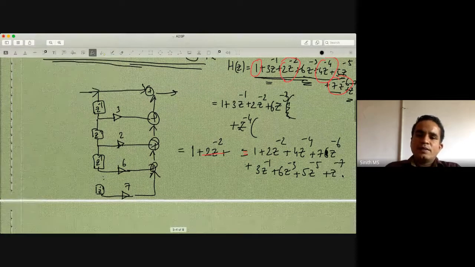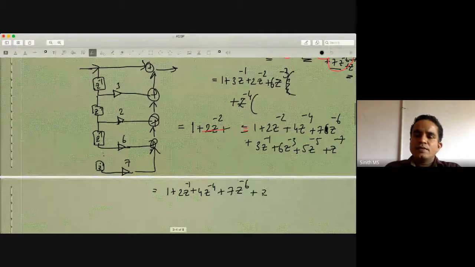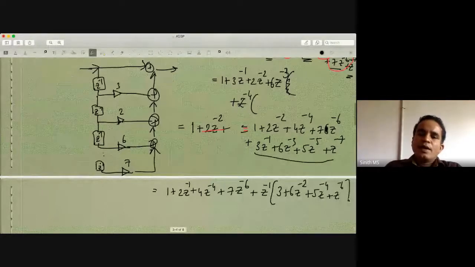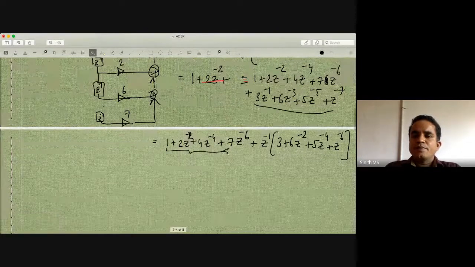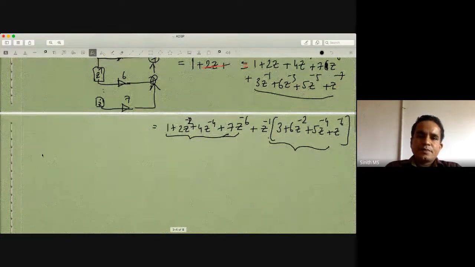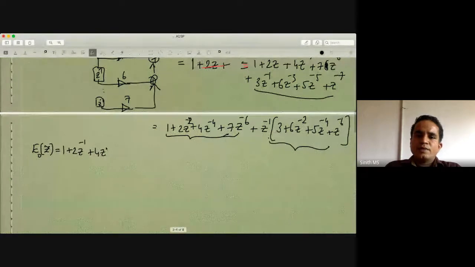Now this you can basically write as 1 plus 2z raised to minus 2 plus 4z raised to minus 4 plus 7z raised to minus 6, plus, let's take z inverse outside from these terms, the remaining 3 plus 6z raised to minus 2 plus 5z raised to minus 4 plus z raised to minus 6. So you have 2 terms here. Let us take E0(z) as 1 plus 2z raised to minus 1 plus 4z raised to minus 2 plus 7z raised to minus 3.